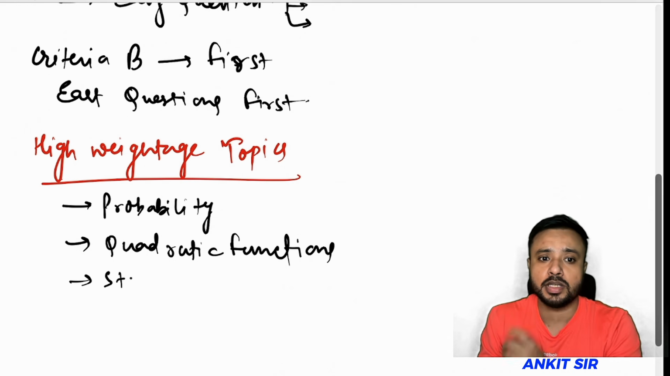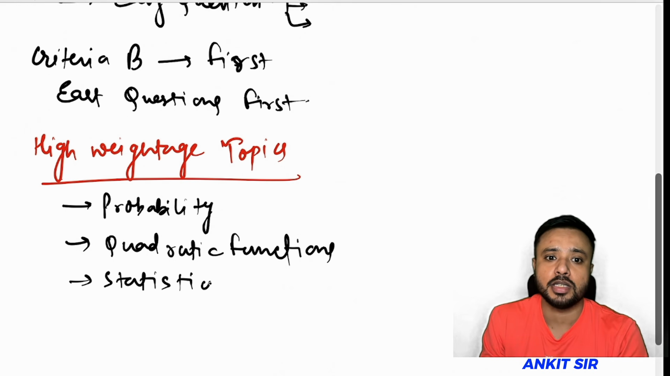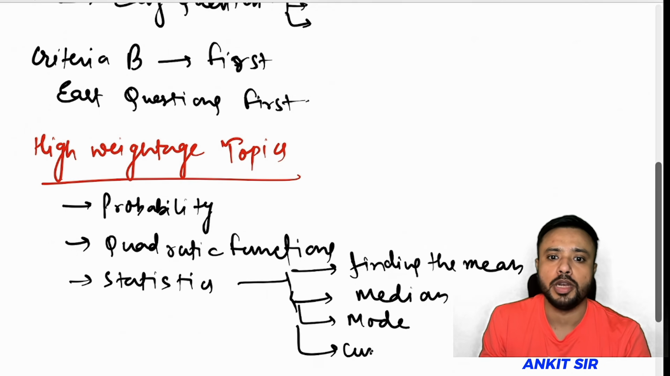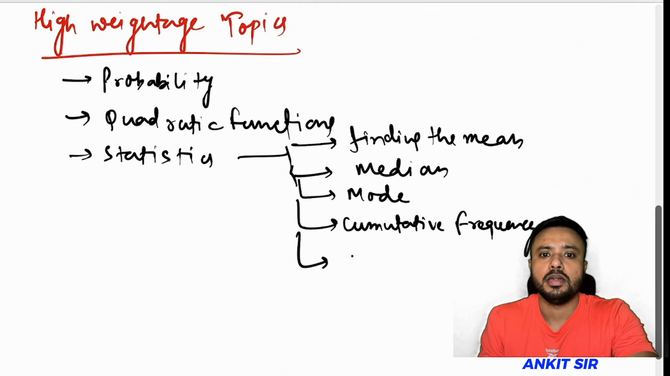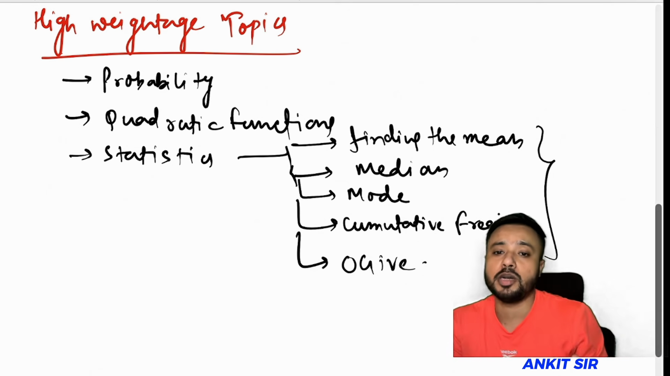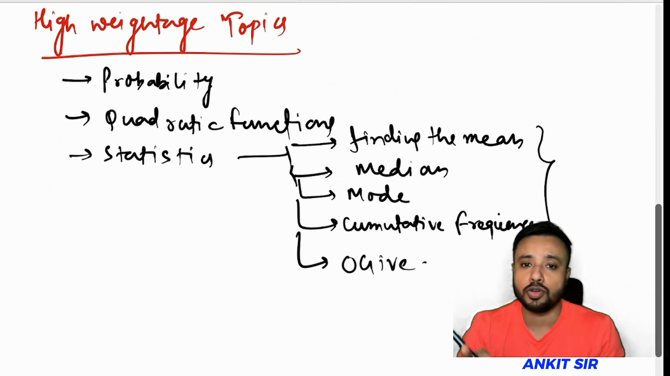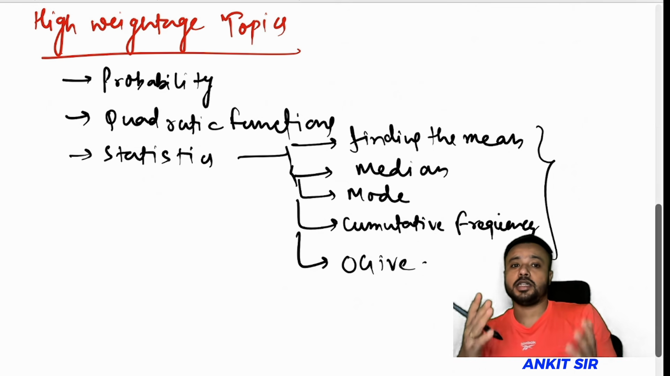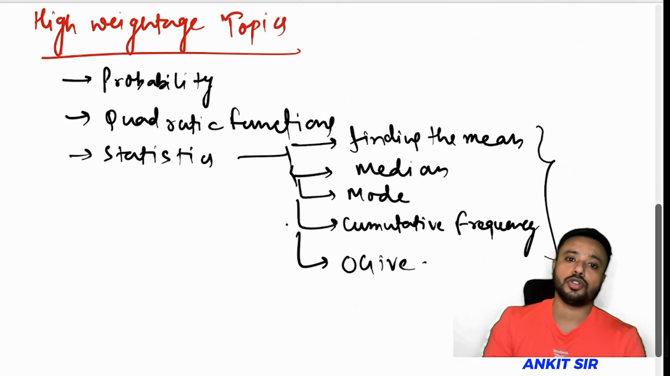Then we have statistics. So when we say statistics, we mean finding the mean of grouped and ungrouped data, then median, mode, cumulative frequency, and the cumulative frequency curve, which is called an ogive. These five things you should be thorough with, guys, because I'm 100% sure that questions are going to come from this particular topic for at least 8 to 10 marks. And statistics is an extremely easy topic, so you should be good in it.